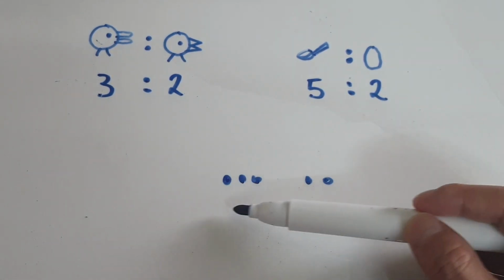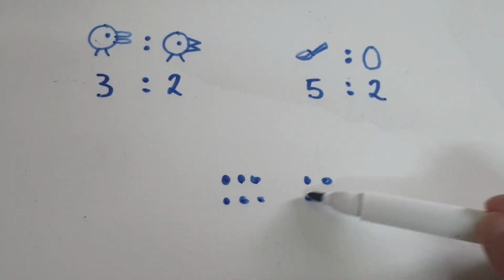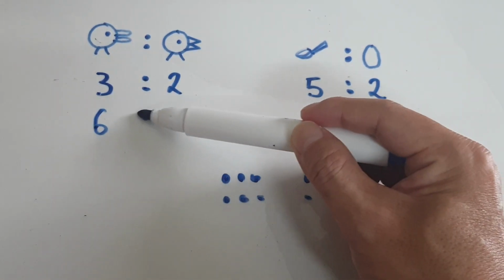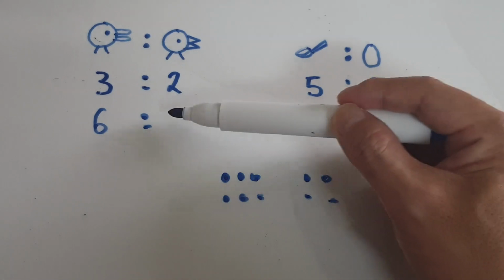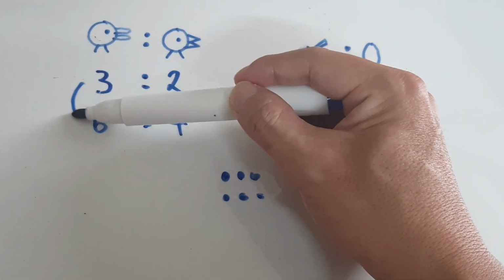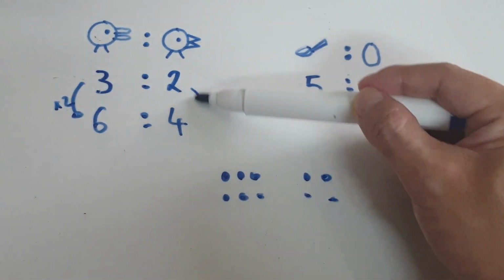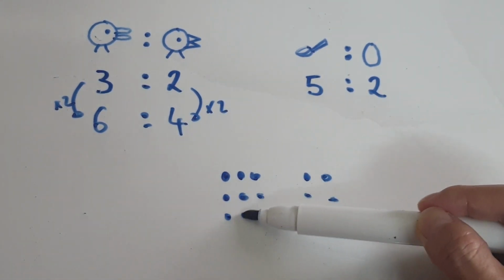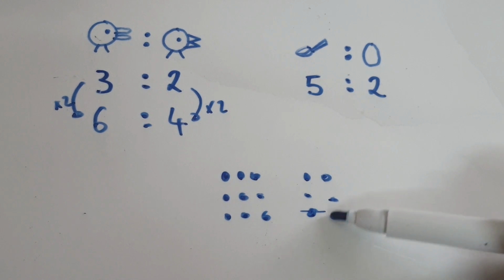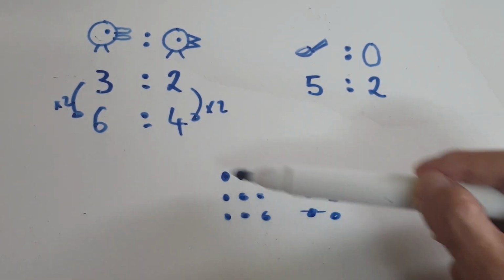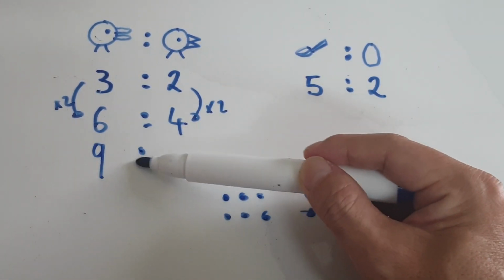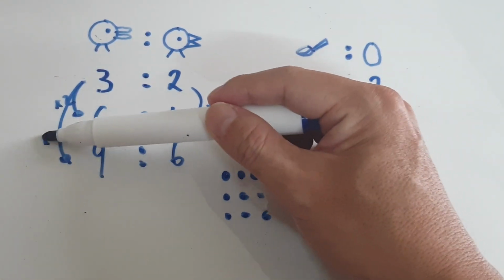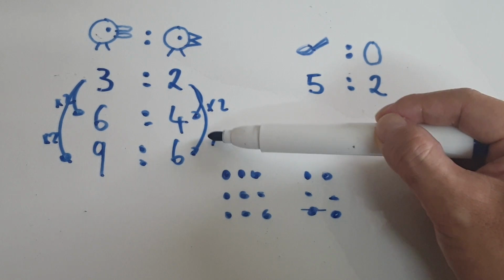Let me make an exact copy of this. So hang on, if I have 6 ducks, then it means that I must have 4 chickens. Notice that if I times this by 2, then I times this side by 2. Let me make an exact copy of this thing here. So if I have another 3 here, another 2 here, what that means is for every 9 ducks, I will have 6 chickens. So if I times this by 3, then I must times this by 3.